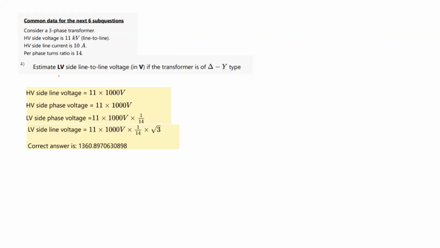Now you see we have to estimate the LV side line to line voltage if the transformer is of delta star type. Here they have put delta on the HV side and star on the LV side. So now our delta winding is HV and star winding is LV. They have just reversed the thing. The data is the same, but they have reversed it. Now they're asking us to calculate the LV side, or star side, line to line voltage.